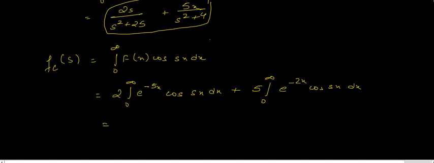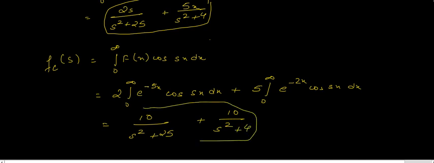So solving this, our final answer: simply solving this integration, we get 10 by s square plus 25 plus 10 by s square plus 4. So this is our cosine transform of the given function. So both the sine and cosine transforms of the function are obtained.